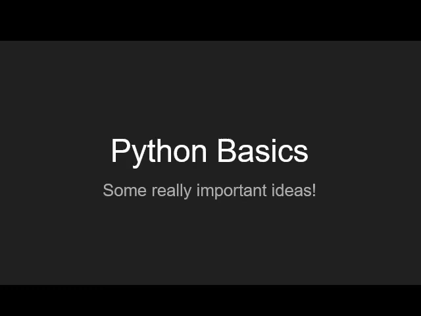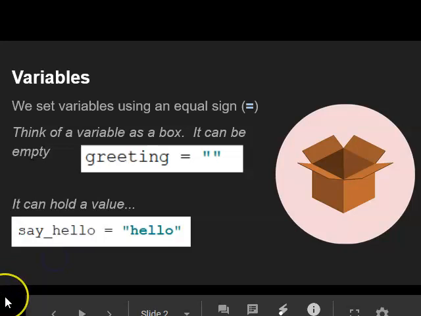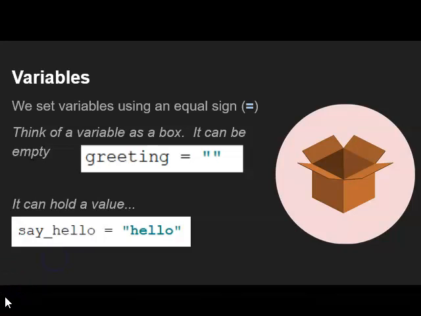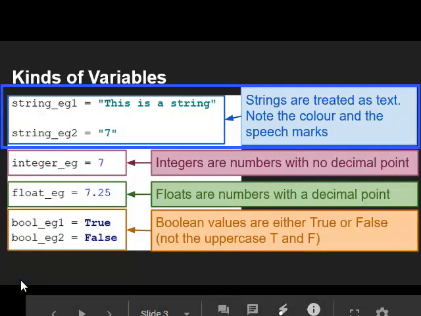Now that you've done a bit of coding, it seemed like a good idea to go over some basics. We've already met variables, and I think of them as being a box. A box can either have something in it, or it can be empty. So we can set up an empty variable, or our variable can hold a value.